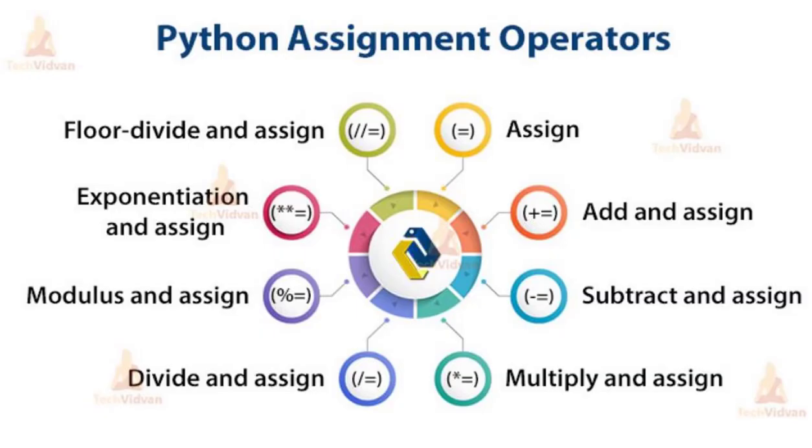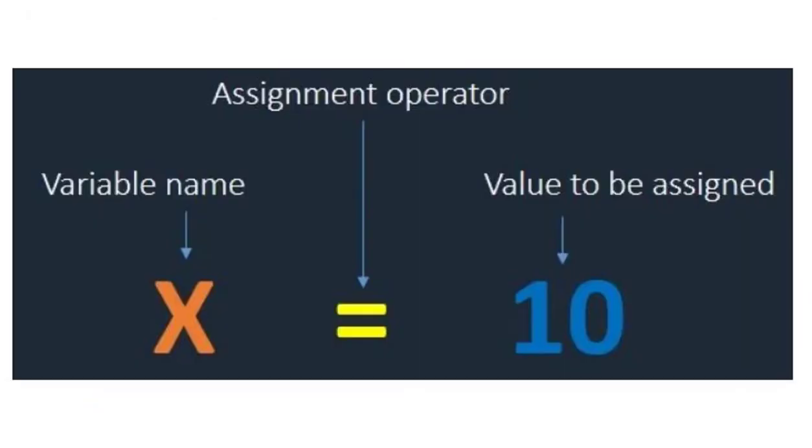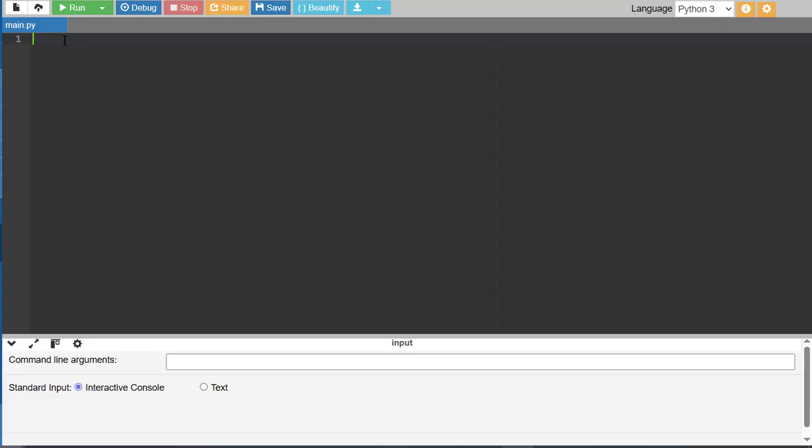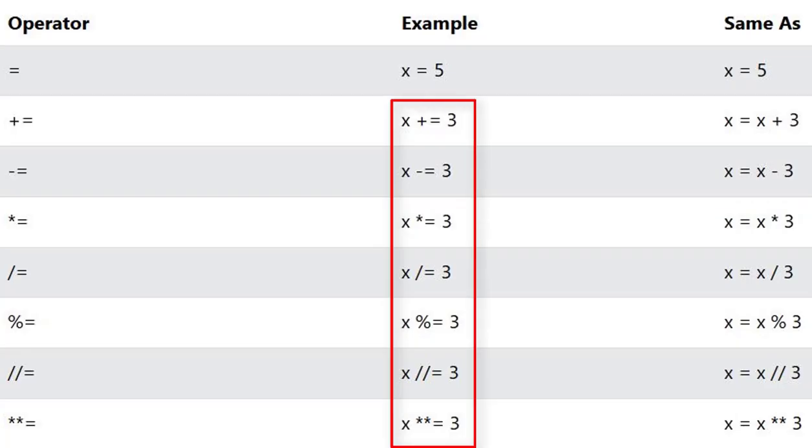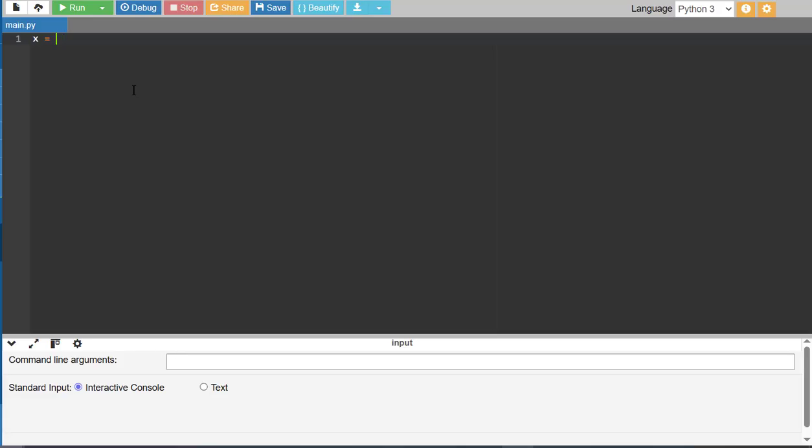Now let's talk more about assignment operators. Assignment operators are used to assign values to variables. For example, x equals 5. We've seen this multiple times now. Most of the assignment operators have a shorthand variation that leads to the same result. For example, if I said x equals x plus 3, we can write this in a shorthand version as x plus equals 3. This is the same as saying x equals x plus 3.